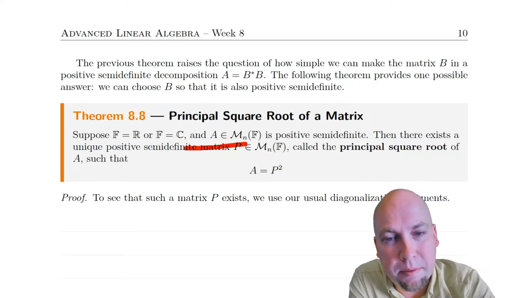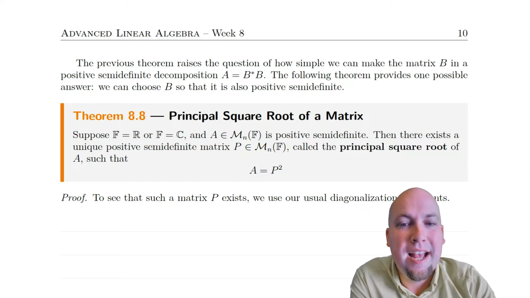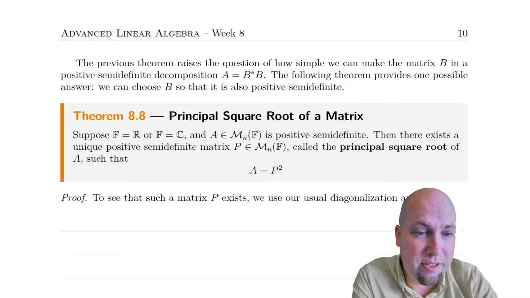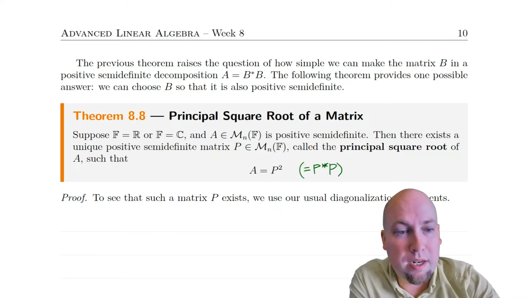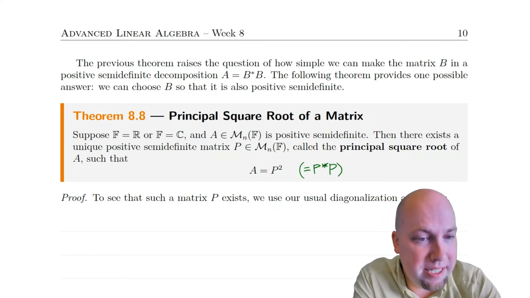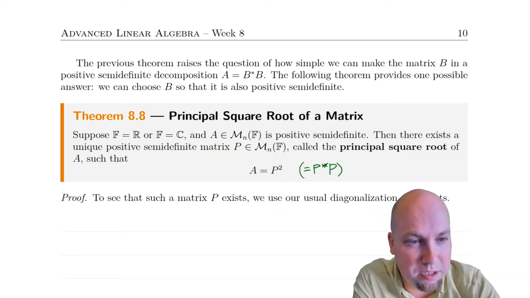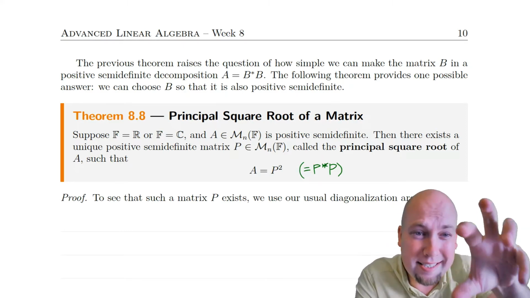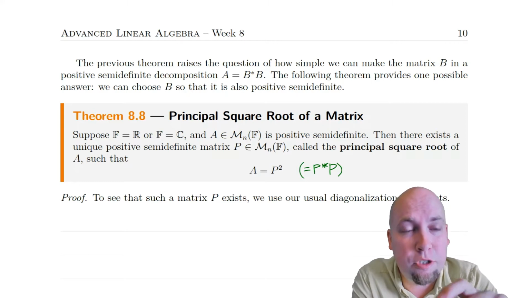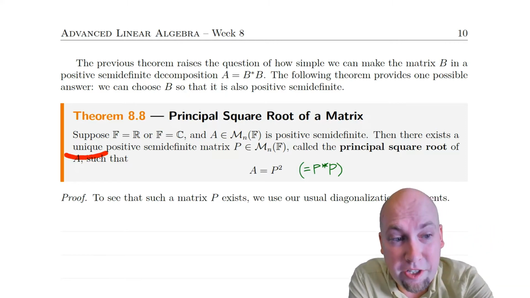So again, suppose you've got some positive semi-definite matrix A. Then there exists a positive semi-definite matrix P such that A equals P squared, and P squared, of course, is the same as P star P, because P is positive semi-definite, so in particular it's Hermitian. P star is just P itself. So there exists a positive semi-definite choice here, and furthermore, it's unique.